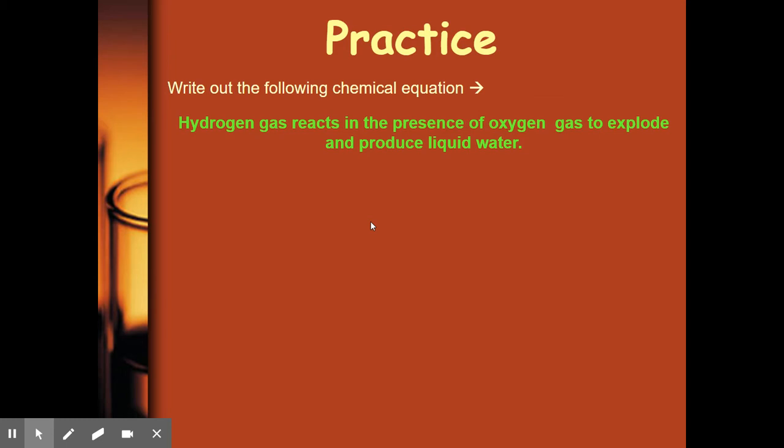So in this case, I'm telling you, hydrogen gas reacts in the presence of oxygen gas to explode and produce liquid water. So take it step by step. So here, hydrogen gas, how do we write hydrogen? Now, the thing that you have to remember about hydrogen is it is diatomic. So you got to write it as H2. Now, I'm putting in the phase here because it says it. It doesn't really matter if you do, but we'll just try to do it when we can. So you got H2. Remember, hydrogen's diatomic. Now, it says in the presence of oxygen.